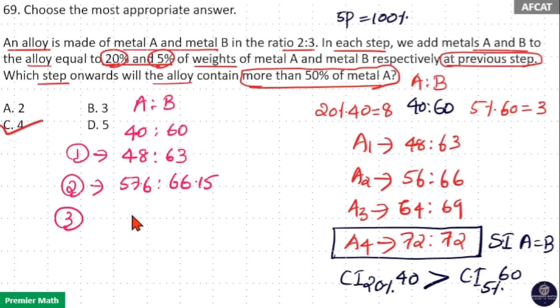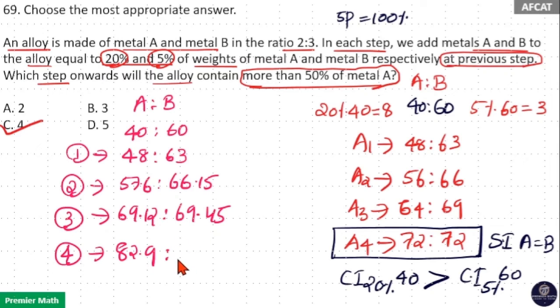Again, in the third step, 20% of 57.6 is added to 57.6. So this will become 69.12 and this will become 69.45. And in the fourth step, 20% of 69.12 is added to 69.12. That is, this will become 82.9 and this will become 72.9. You can see that in the fourth step, A is greater than B. So, option C is your answer.